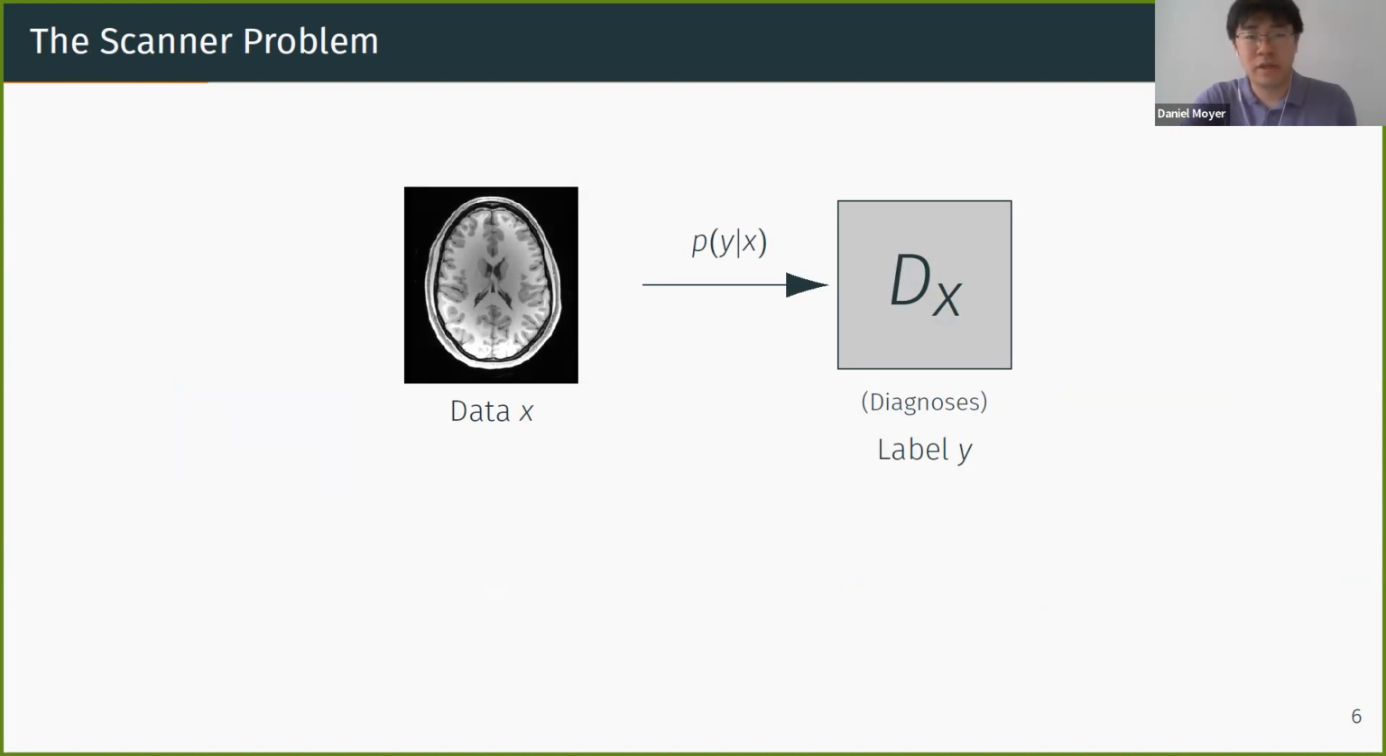Could we just ignore it? If we do ignore it, then our predictor, so here we have a predictor p(y given x), if we go into a new scanner, our predictions will change based on the scanner. And we know that to be causally backward.